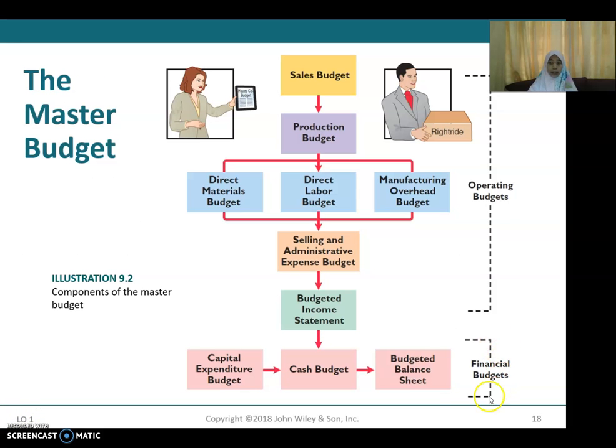So if you look here, your financial budgets look into the capital expenditure and your cash budget. That means the cash needed to fund your operations. So hopefully you have a better understanding of this. Next, we will look into more detail how to prepare the operating budgets, or how to prepare the first one, which would be your sales budget.